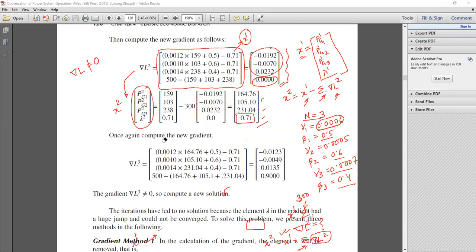So we continue. Now we know x2, so we have to calculate the next gradient, del L3. This whole thing would now be a function of x2, not x squared, but x2, that means x at iteration number 2. Once you calculate it, you get the new value of the gradient.